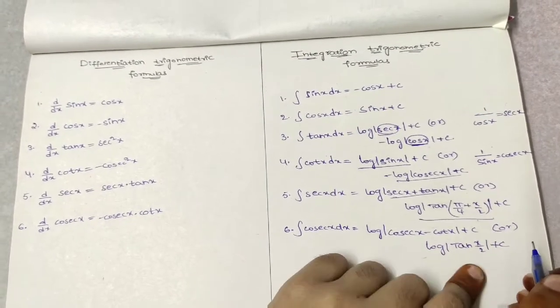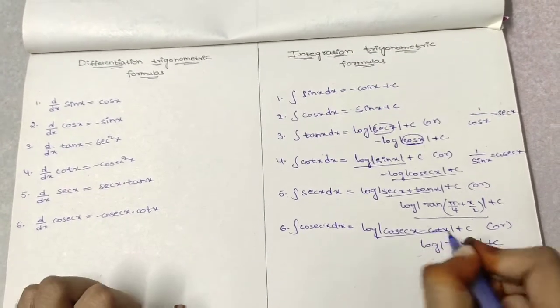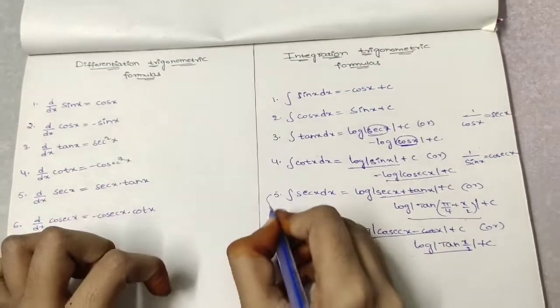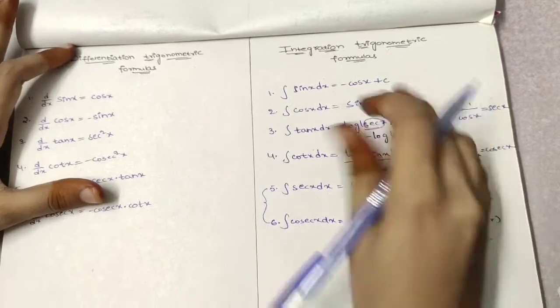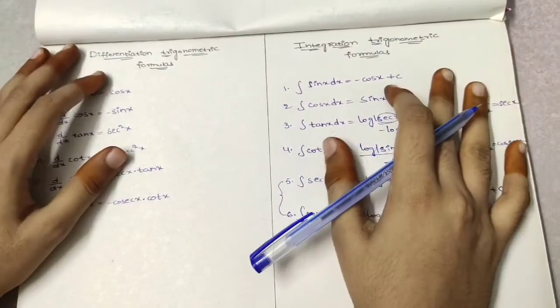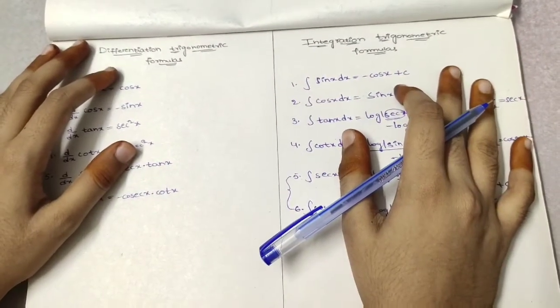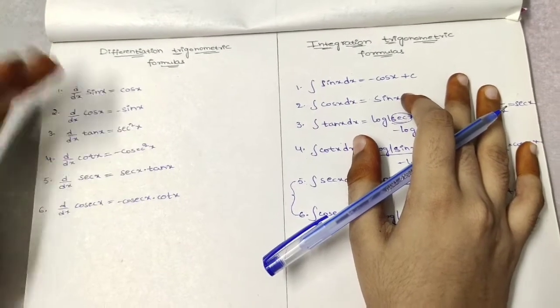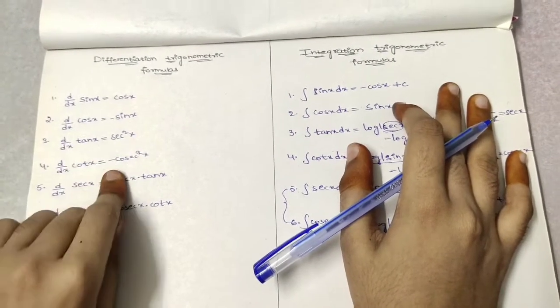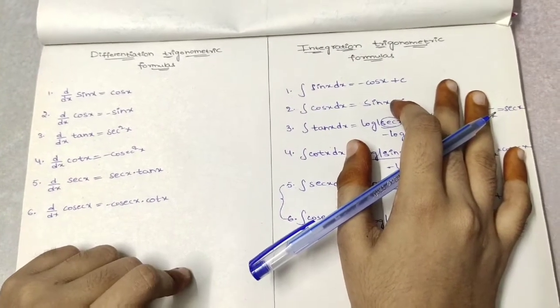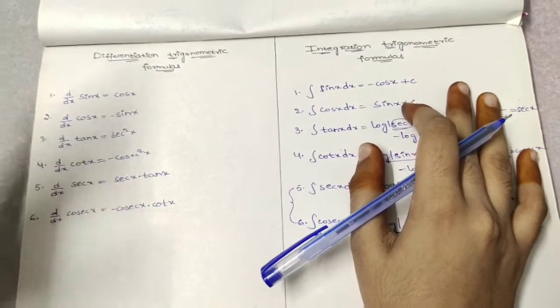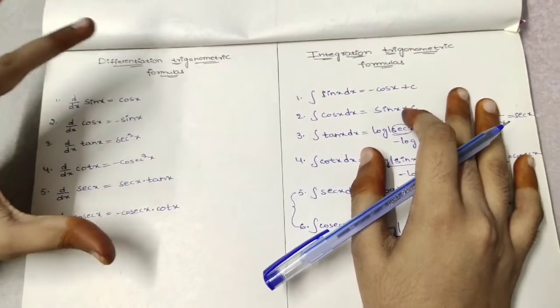Log mod tan x by 2 plus c. You have to learn these two formulas. Everyone can say the differentiation and integration formulas very easily, but most people are very confused about where to keep the negative sign in the answer.